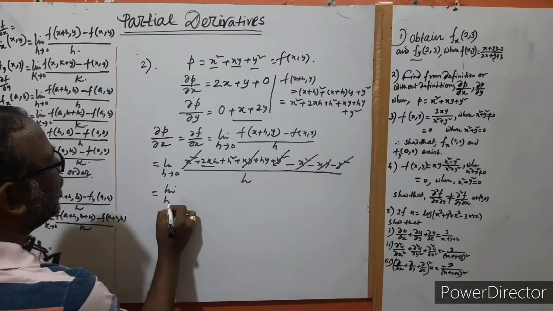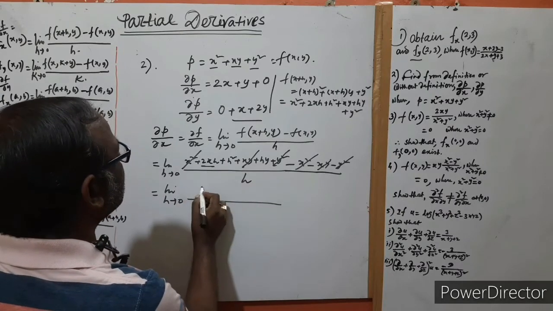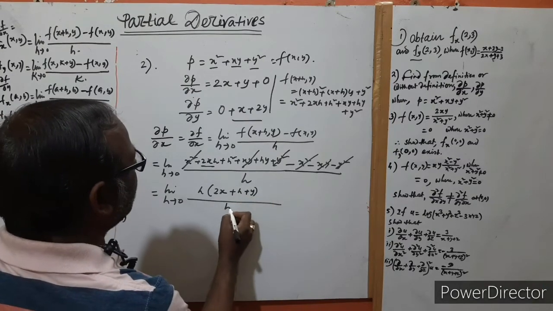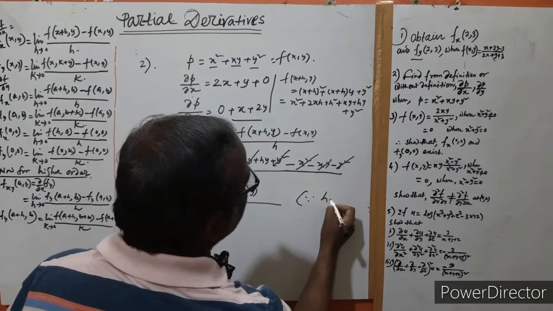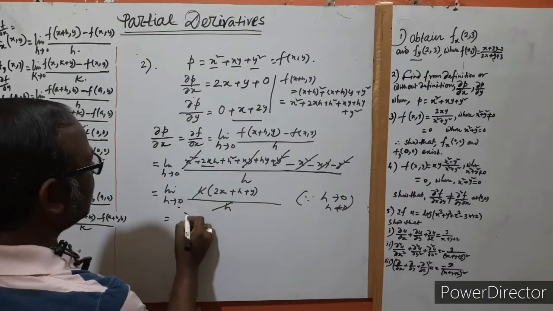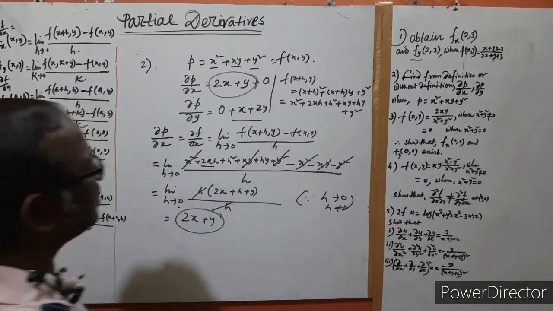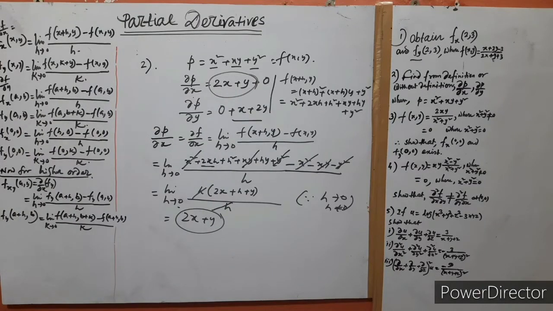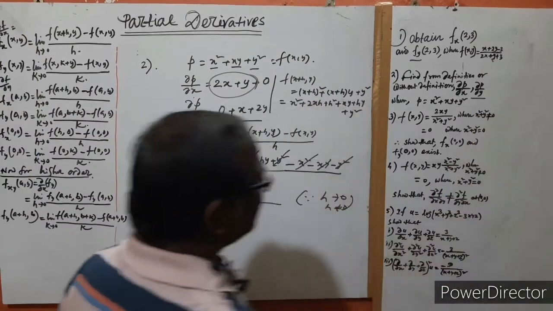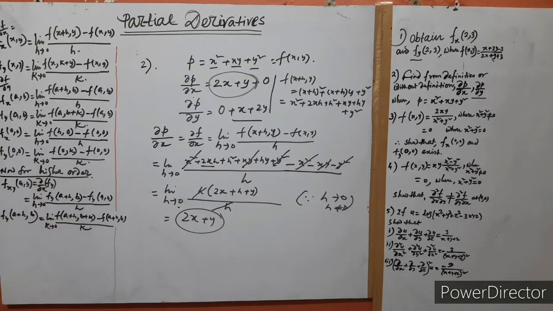For the next step we can take h common. Then we are left with (2x + h + y) divided by h times h; since h tends to 0 but h is not equal to 0, we can cancel it. So now put in 2x + y. See, this is the answer. Similarly, we can find ∂f/∂y with the same procedure, with the help of the first principle with respect to y.